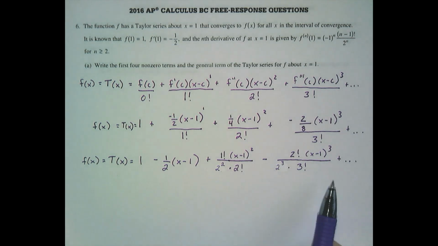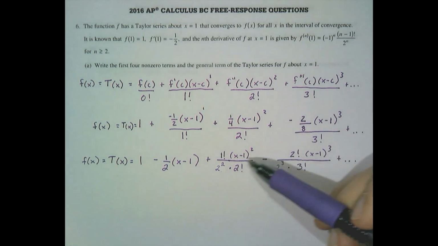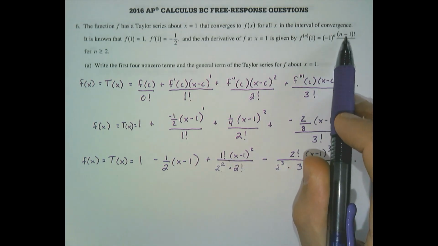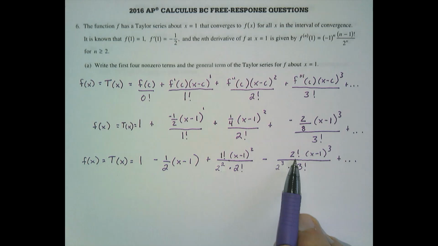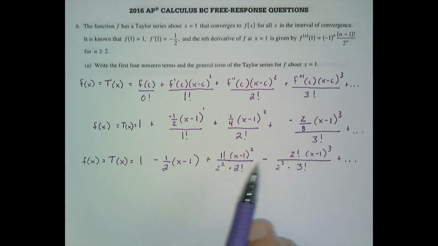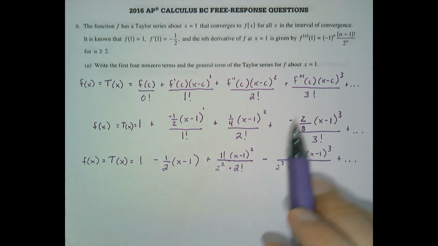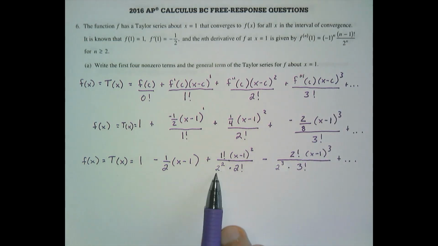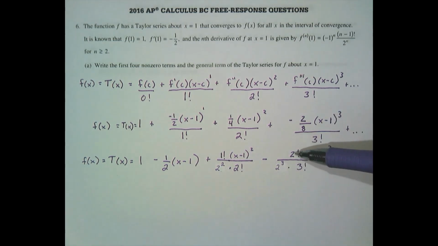Okay, so this is cleaned up. As you can see, we've got the alternator in here, which comes from this negative 1 to the n. Our numerator has n minus 1 factorial, 3 minus 1 factorial, 2 minus 1 factorial. Our denominator has 2 to the n, so 2 to the third, 2 squared. And when we look closely, we have these factorials stacked on top of one another.